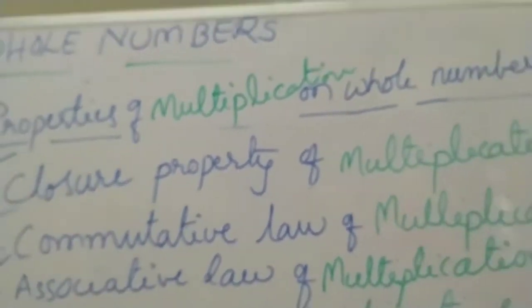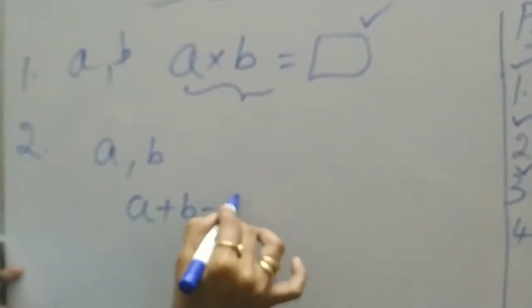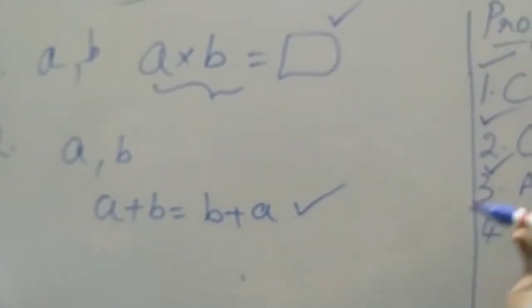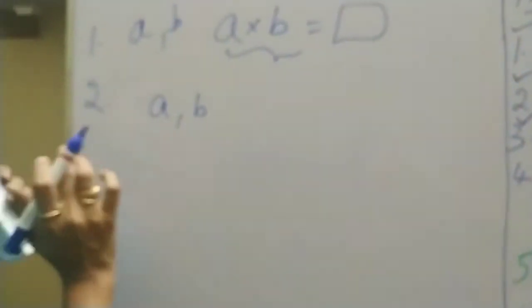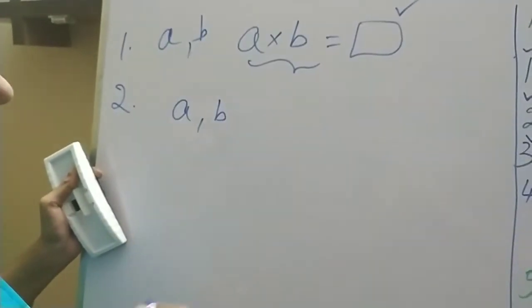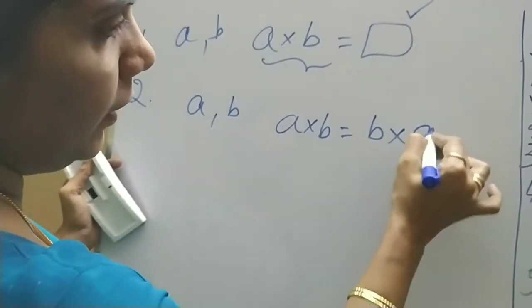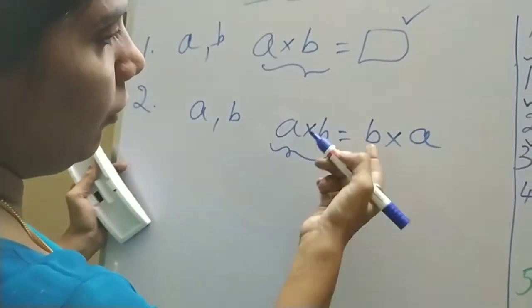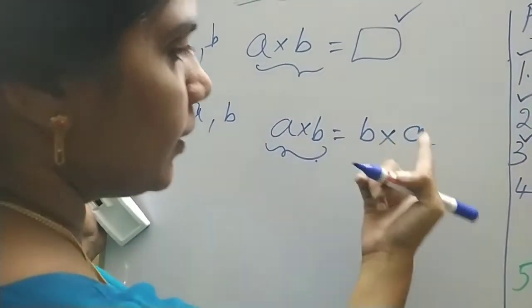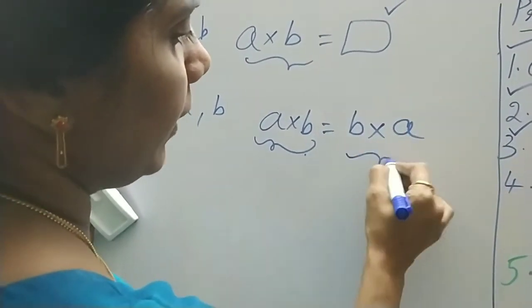Second one, commutative law of multiplication. What is there in addition? I take any whole numbers a and b, a plus b equal to b plus a. That is commutative law of addition, right? What happens in multiplication? Take any whole numbers a and b, a into b equal to b into a. If you multiply a and b, or if you multiply b into a, that means you write first b and then a, then also you will get the same answer.